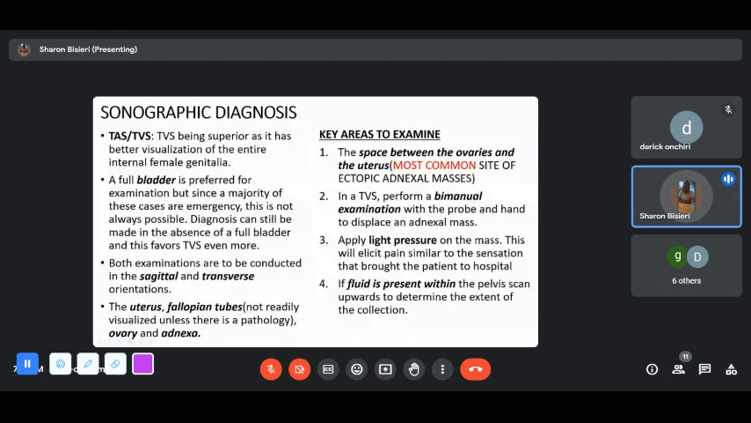If you see fluid present within your pelvis, within the pouch of Douglas, you are highly advised to examine more superiorly so that you see the extent of this fluid collection.